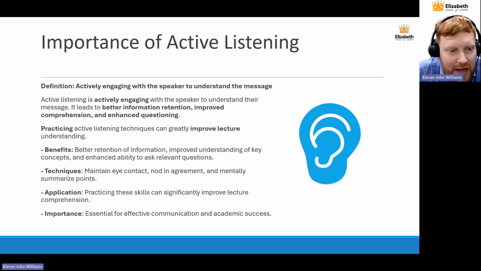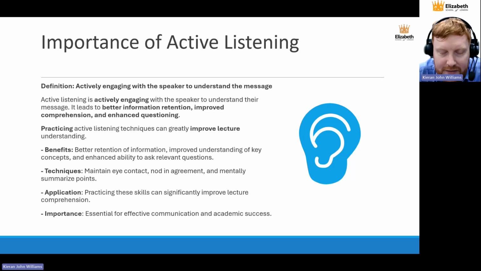Okay, so active listening is actively engaging with the speaker to show that you are understanding their message. So maybe when you're speaking to your friends or to your family and they are saying something, what do you usually do? Do you remain exactly still and not make a sound? Or do you use body language? Do you use other things to show them that you are listening? Well, this is what we're talking about here then. So this is active listening.